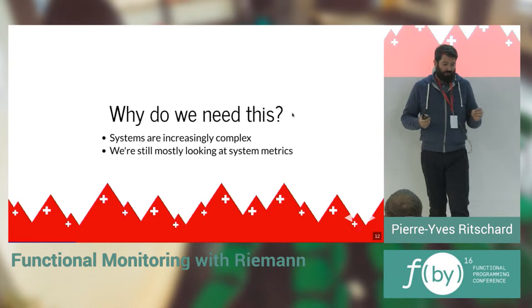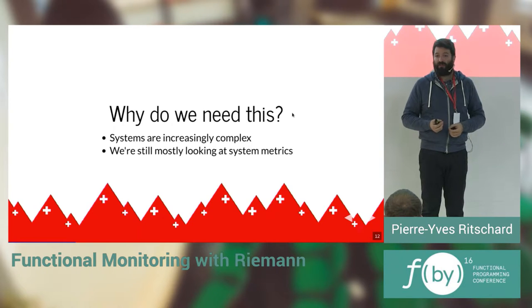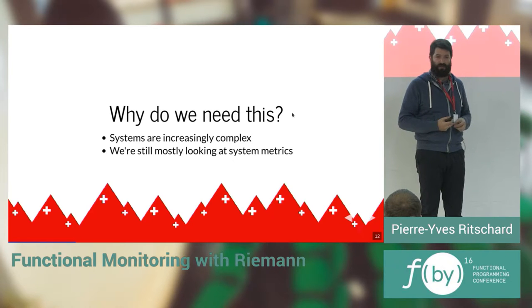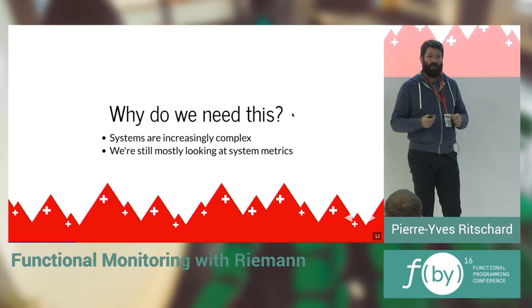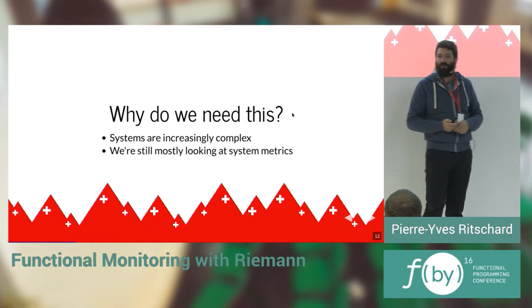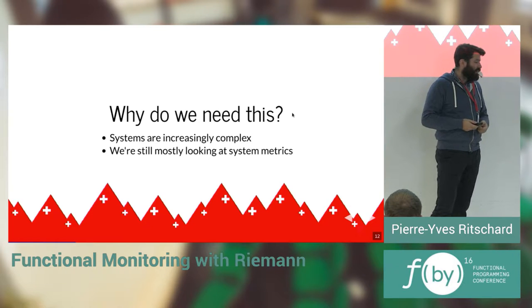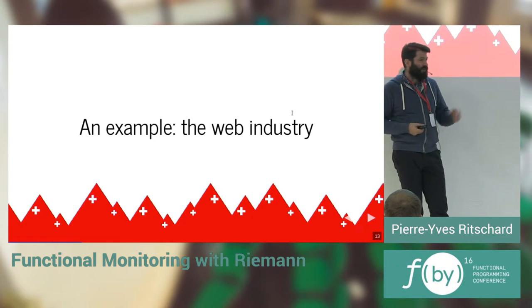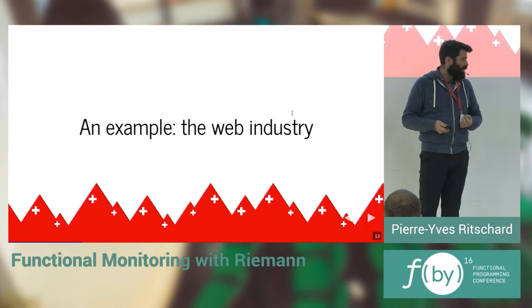I think it's interesting to talk about this today because the systems that we build are increasingly complex. If you look at software, especially software that targets the web, compared to what we used to build, the systems we build now tend to span many more machines. They tend to be inherently more complex. But we're still mostly looking at the same things to assess if the things we build work or not. And again, I think a good example is the web industry.